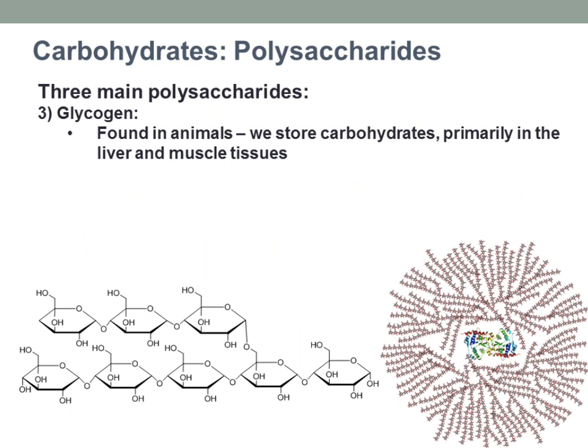And then our last polysaccharide here is glycogen. So glycogen is found in animals. I got that right this time. And this is how we store carbs. So amylose, starchy things, and amylopectin, that's how plants store their carbohydrates. And then we store carbohydrates with glycogen, we being animals again.